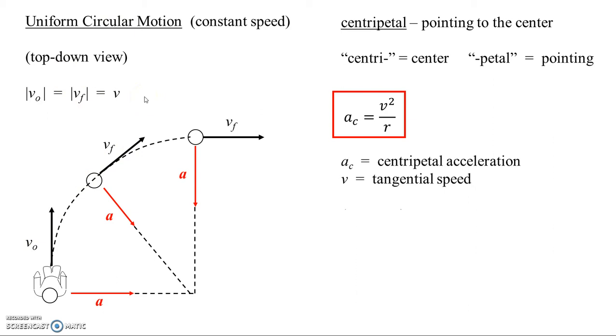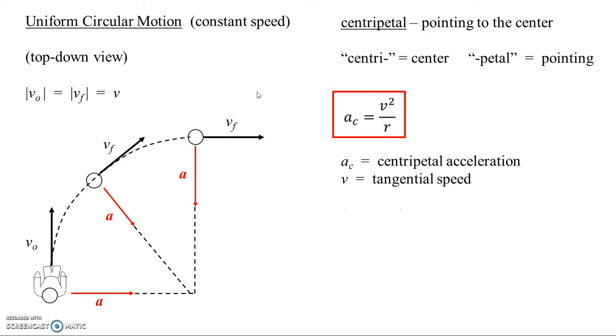We realized the only way for that acceleration to be acting upon the object without it speeding up or slowing down was for the acceleration to point at right angles to the motion. While the direction of acceleration was always changing, it was always pointing to the center, and we gave a new word for that, centripetal. This is a centripetal acceleration, and here's the equation for centripetal acceleration, a_c equals v squared over r. Let's go back to our picture here.